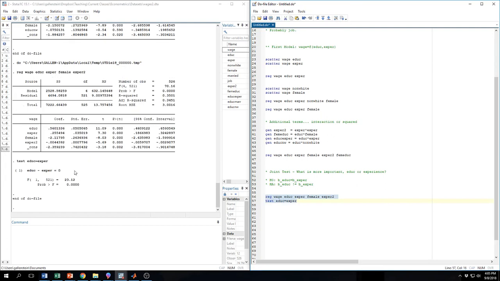All right, we get our results. Down here we see the results of our test, and we find that the p-value is 0.0000. Very small p-value. We reject the null hypothesis at 1%. That means we can look at these coefficients and say whichever one's bigger actually is larger. So education is larger than experience. That means education is the more important determinant of wages than experience.